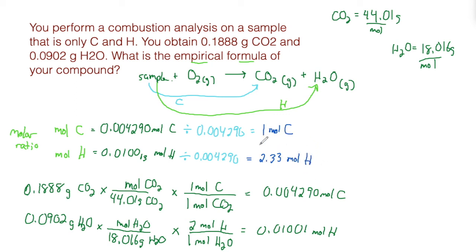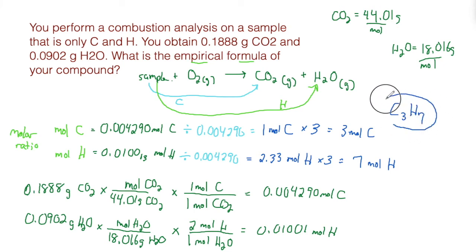Alright, so we don't have whole numbers at this point. Sometimes you do, but this time we have 2 1/3. So to get these to be whole numbers, we are going to have to triple them. When we triple the 1 mole of carbon, we end up with 3. When we triple the 2 1/3 moles of hydrogen, we end up with 7. So our empirical formula now can be written with this simplest whole number ratio of carbon to hydrogen. It's C3H7.